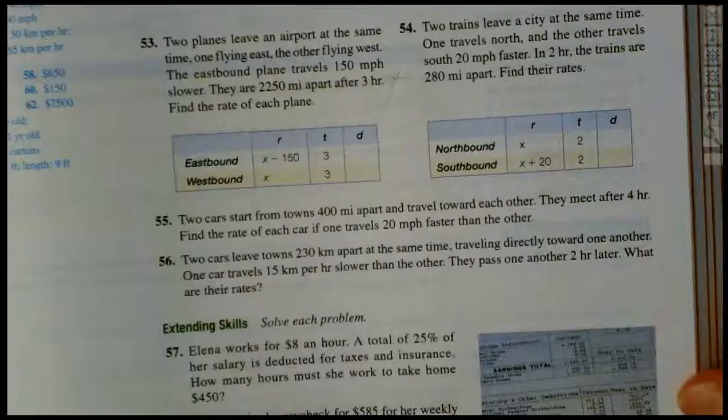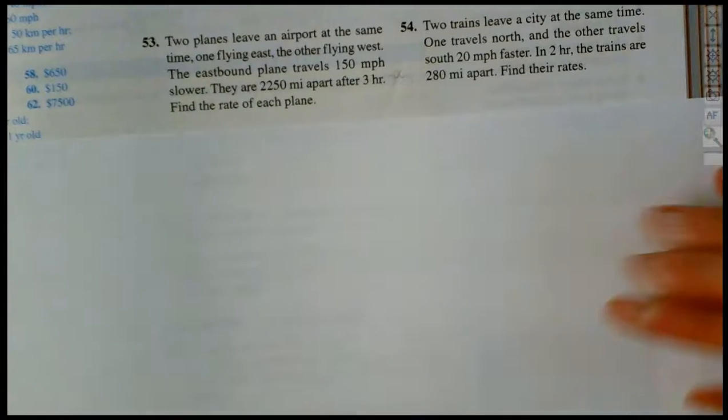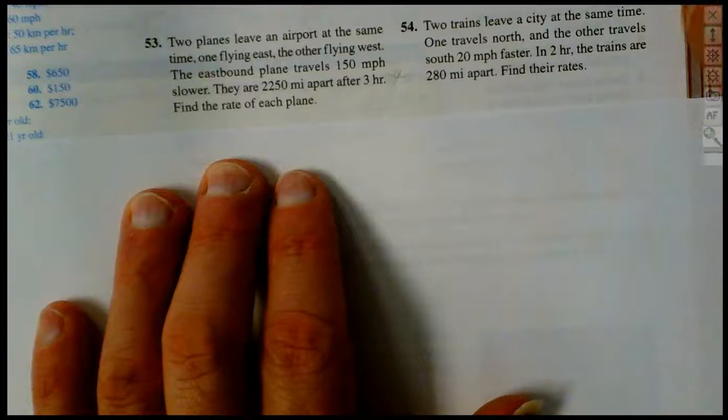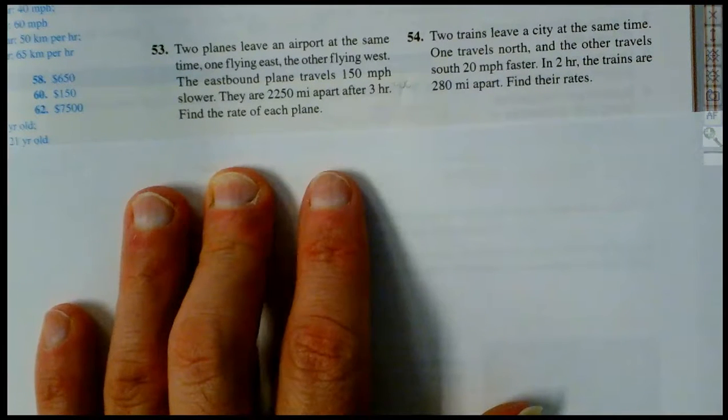Okay, so question 53. Try to set up this one. Work it out here. So 53 says 2 planes leave an airport at the same time. One goes east, and the other went west. So opposite directions. The eastbound airplane travels 150 miles per hour slower.